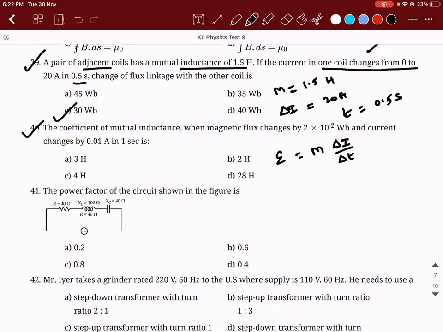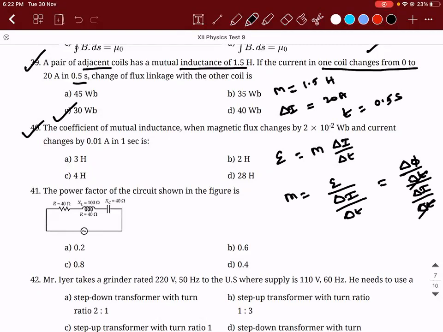Yes, sir. Right. So M will be equal to E divided by delta I by delta T. But what is E according to Faraday's law? Delta phi by delta T divided by delta I by delta T. This and this will get cancelled. So delta phi by delta I is equal to M. That is what I used in the previous problem.